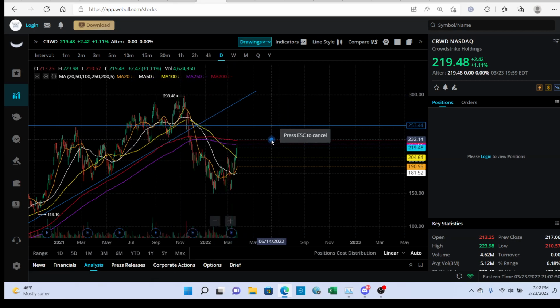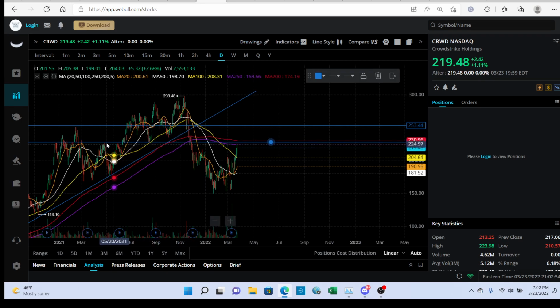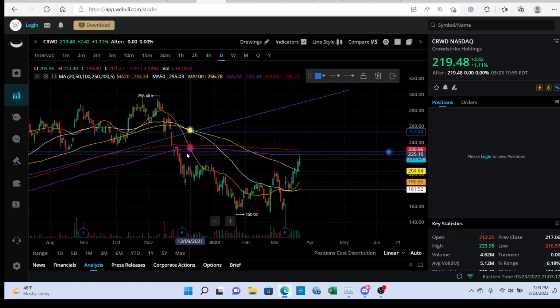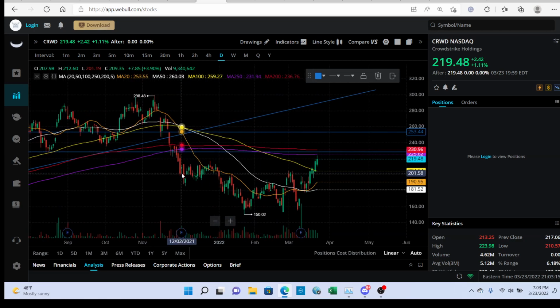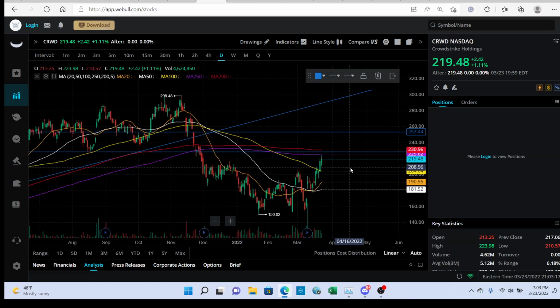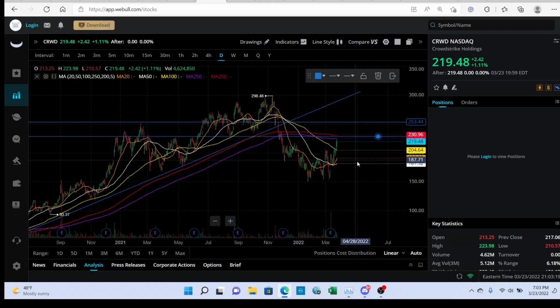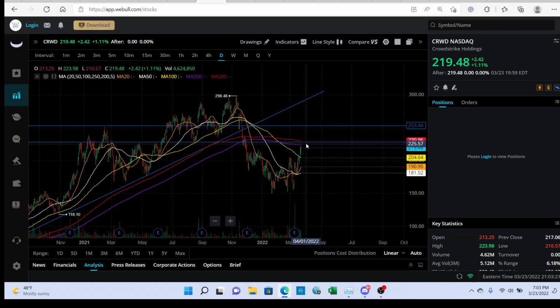Let's kind of draw a resistance line right here. So you can see that this right here is going to act as serious resistance. That's about 228.56. And you can see this touch point right here, right there, right there, right there. This was a prior support right there. And when we broke underneath this, you can see that we started to see some very strong selling. So this could be a potential area that would be good for shorting.